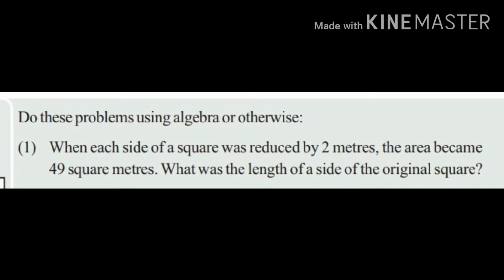So first activity, first question: do these problems using algebra or otherwise. Using algebra means we need to write an equation, then solve. First one is, when each side of a square was reduced by 2 meters, the area became 49 square meters. What was the length of a side of the original square? From the original square, 2 is reduced from each side. So let's solve this.